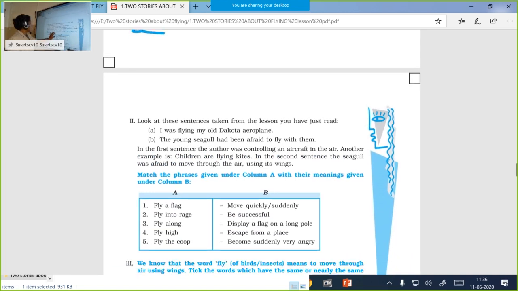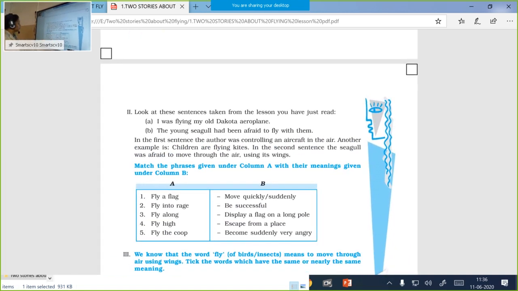So the next exercise is associated with the word fly. Look at these sentences taken from the lesson you have just read. I was flying my old Dakota aeroplane. The next sentence. The young seagull had been afraid to fly with them. In the first sentence, the author was controlling an aircraft in the air. Another example is, children are flying kites. In the second sentence, the seagull was afraid to move through air using wings.